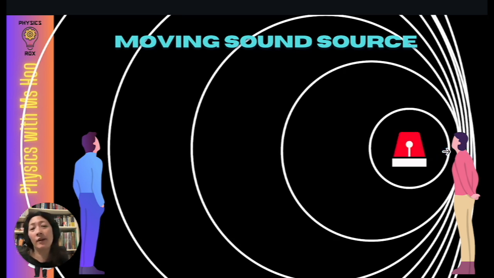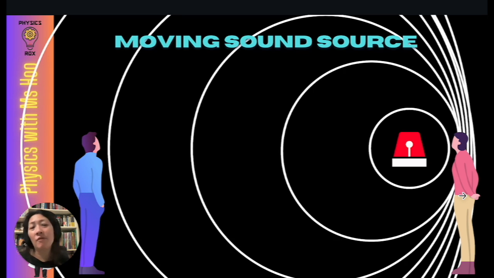So the next time you hear an ambulance, try to listen to the sound to see if you can hear this effect. If the ambulance is approaching you, you'll hear a much higher pitch. Whereas if the ambulance is moving away from you, you'll hear the siren to be a much lower pitch. And if the ambulance is not moving, the pitch remains the same.